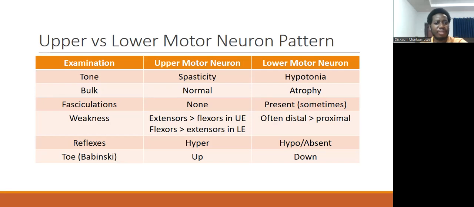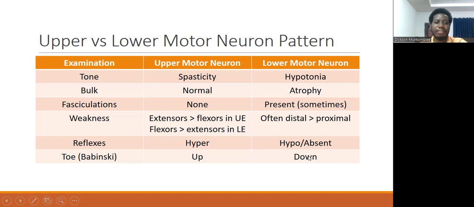So looking at our patient's presentation, we see that his tone was rather normal. So on lower motor neuron, it can be hypotonic or normal. His bulk was equally normal. He didn't have fasciculations. Then his weakness pattern was more distal greater than proximal. At least we are having something that's guiding us somewhere. His reflexes were hypo and absent. And then the Babinski was downgoing.